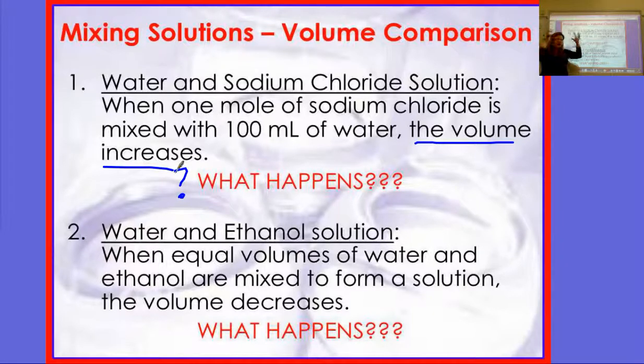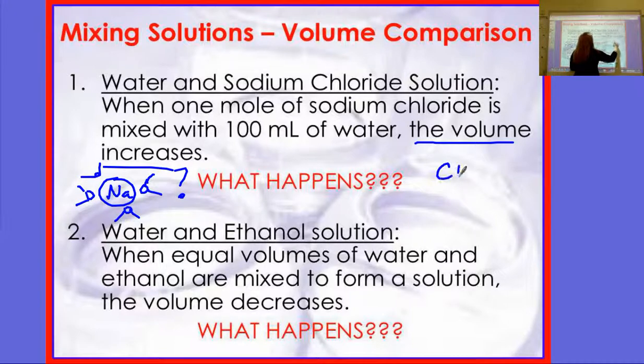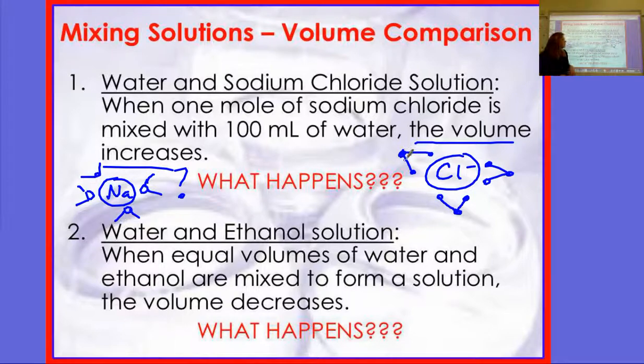The water is going to surround itself around the sodium cations. Here's my water, those with 2 H's. And there's going to be chlorines, and they're going to be surrounded by the hydrogens in the water. So all of this is going to take up space, so the volume increases.